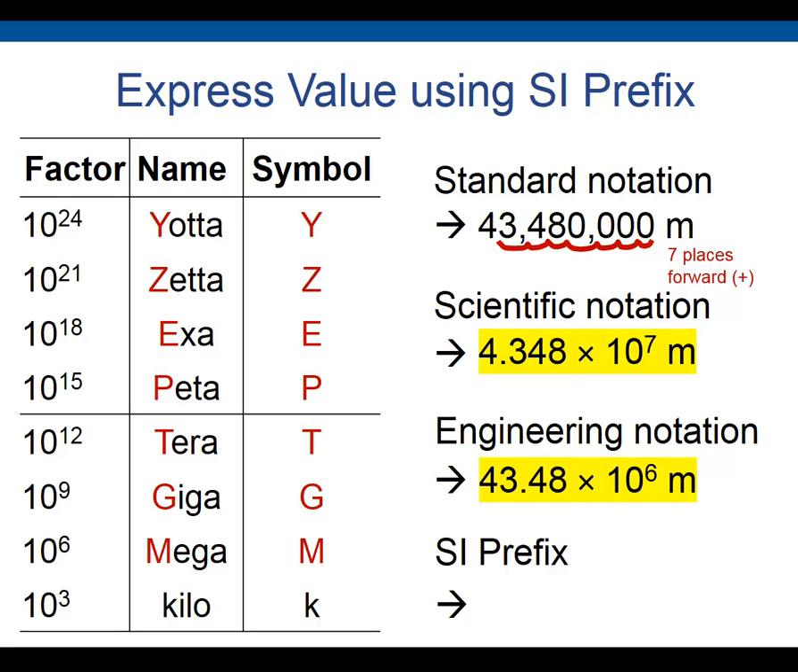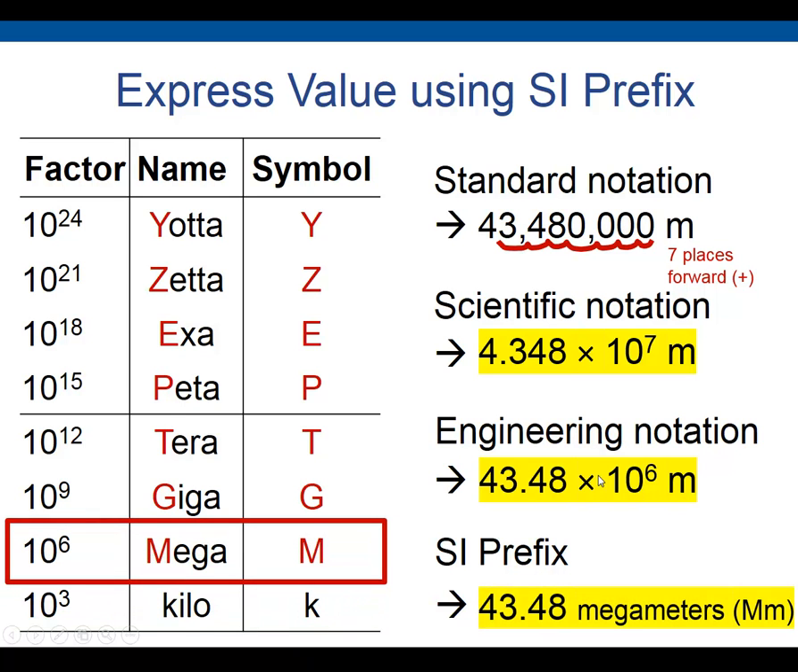How about the SI prefix here? Here you can see we have 10 to the 6th power. We call it mega, uppercase M. So we have a meter here. In SI prefix, we can say 43.48 megameters.